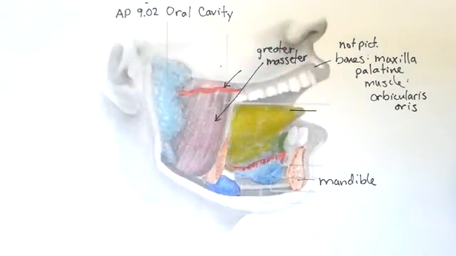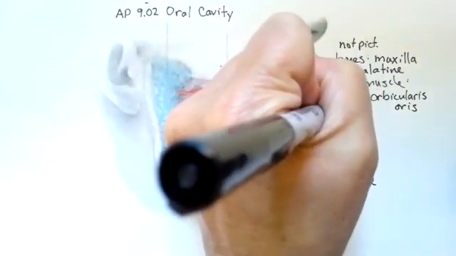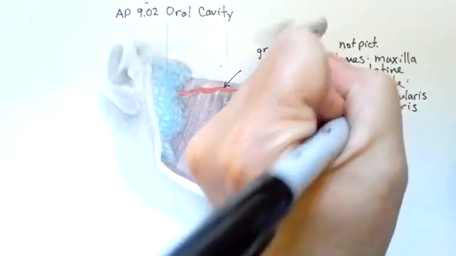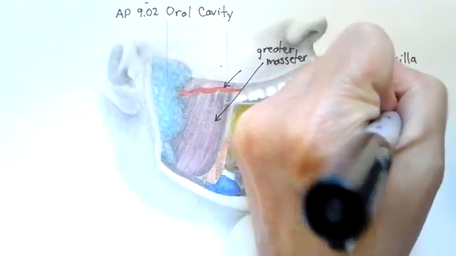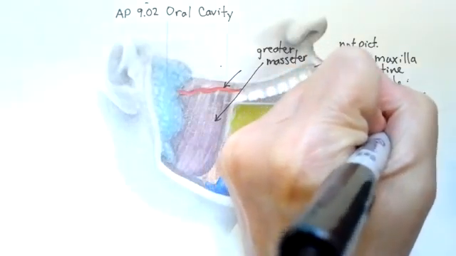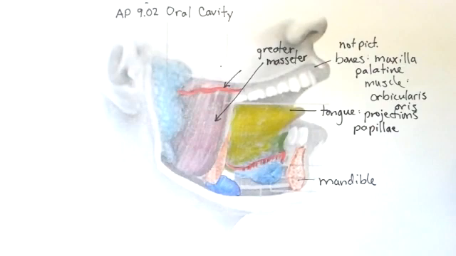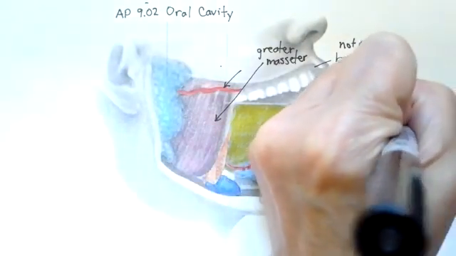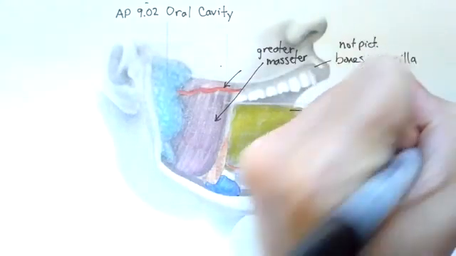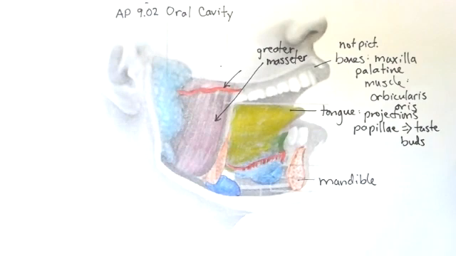Another muscle, and this one is new, is the tongue. You all are familiar with the tongue. You know that it lets you taste different sensations. But what you may not know is that it's got little tiny projections on it. And these projections are called papillae, P-A-P-I-L-L-A-E. And on these papillae, we have taste buds. These house the taste buds that allow us to detect different flavors.